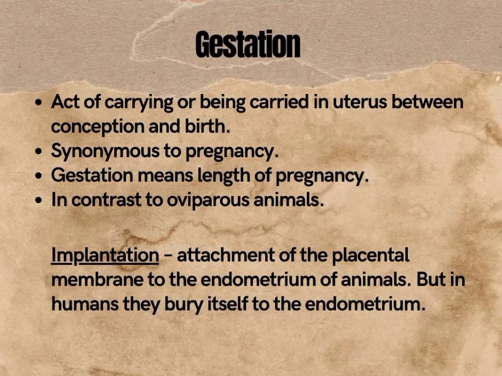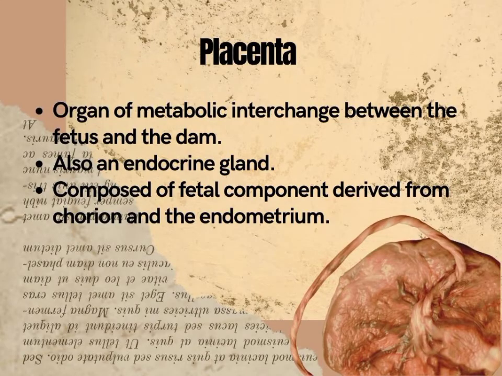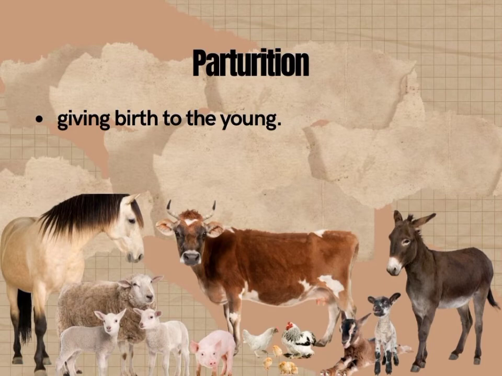itself in the endometrium. Placenta is an organ of metabolic interchange between the conceptus and dam. It is also an endocrine gland that is composed of a fetal component derived from chorion and the endometrium from specific zones of metabolic exchange. Parturition is simply defined as giving birth to the young.